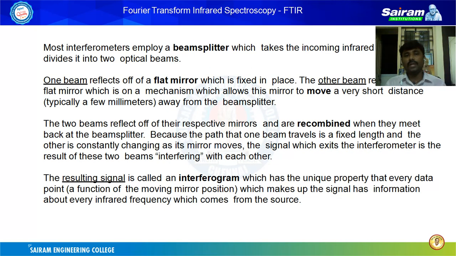Most interferometers employ a beam splitter which divides the infrared beam into two optical beams. One beam reflects off a flat mirror which is fixed in place. The other beam reflects off a flat mirror on a mechanism which allows the mirror to move a very short distance, typically a few millimeters, away from the beam splitter. The two beams reflect off their respective mirrors and are recombined when they meet back at the beam splitter, because the path that one beam travels is a fixed length and the other is constantly changing as its mirror moves.